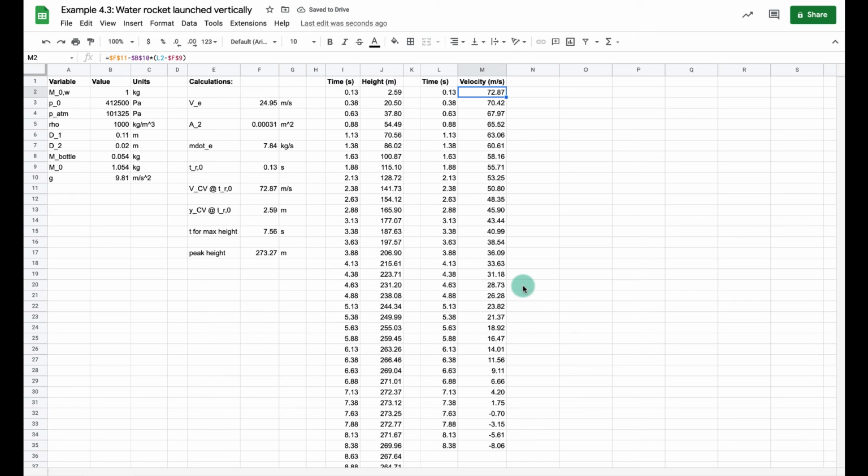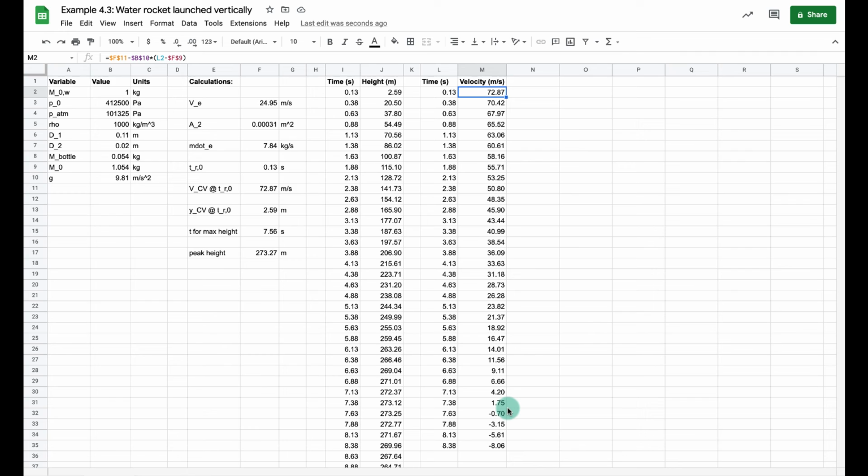So we would have expected our peak height to be 273 meters at around 7.56 seconds. So that's pretty close right there. The closest time that we have is 7.63, and that's roughly the height we'd expect. And then we'd also expect at that time the velocity to be 0, and we can see it just went from being positive to being negative. So it would have been 0 right in there at about that 7.56 value.